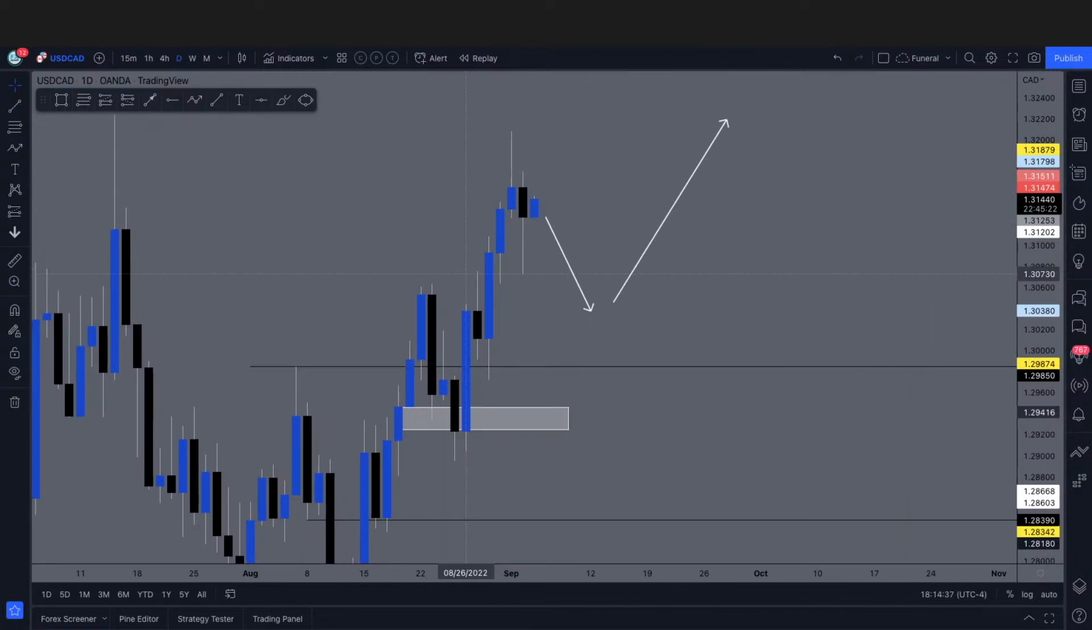So if we look at it from a daily time frame, we can see we've broken above some structure, and we have now started the retracement. It would be ideal to see a retracement or a correction, exhaustion, some sort of pullback down into this area before we see the continuation to the upside.